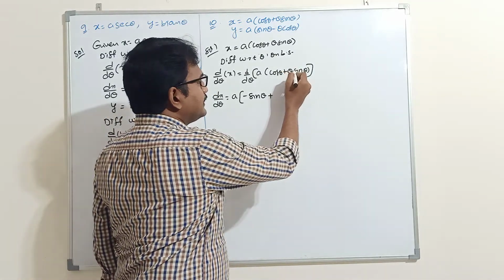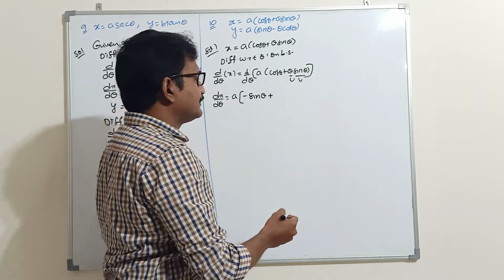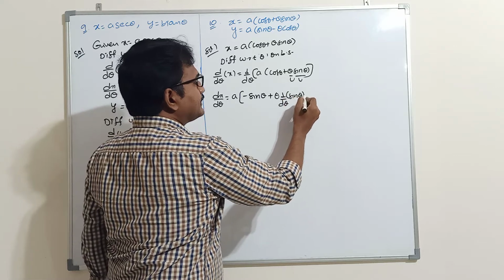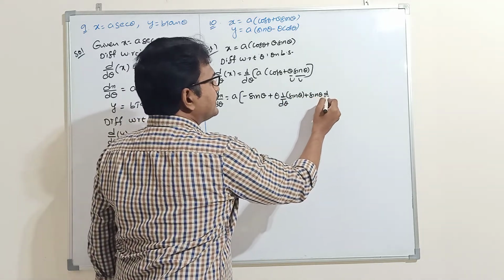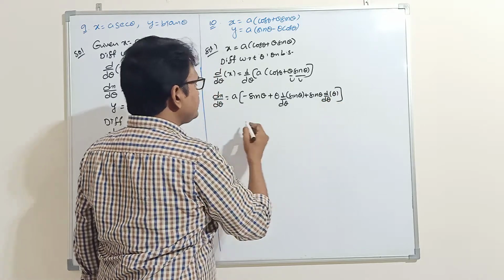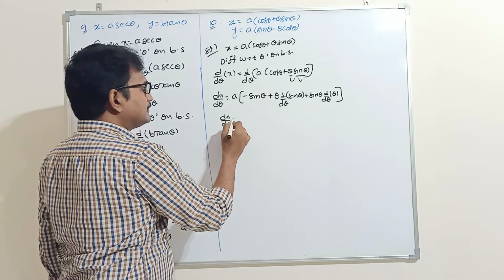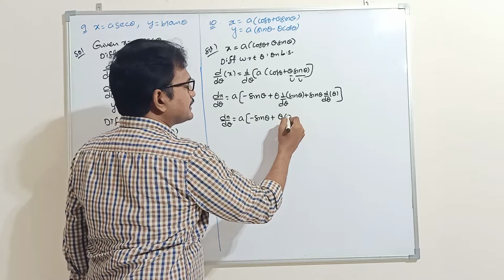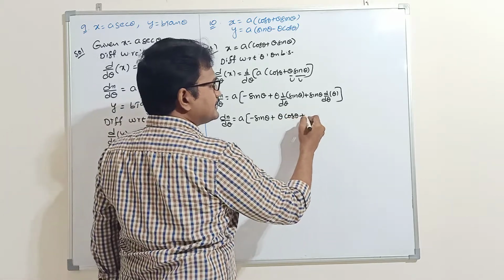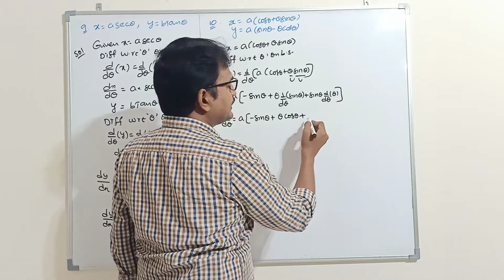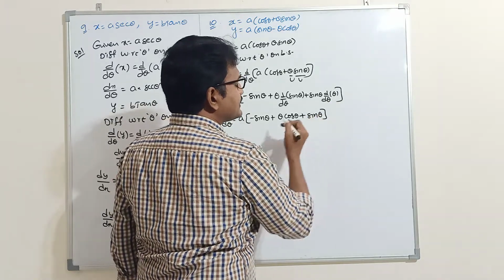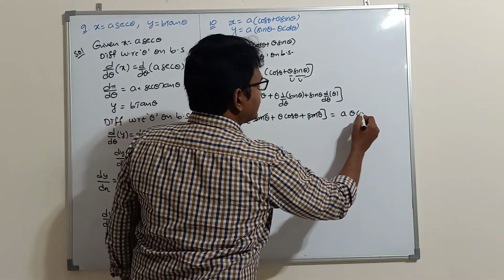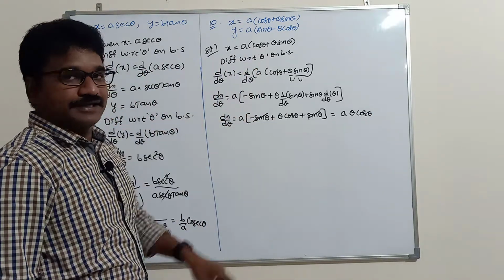Between the two functions there is a product, so apply the UV rule: u into theta into d by d theta of sin theta plus sin theta into d by d theta of theta. So dx by d theta is equal to a into minus sin theta plus theta into the derivative of sin theta, which is cos theta, plus sin theta into the derivative of theta, which is 1. So sin theta into 1 is sin theta. Minus sin theta plus sin theta gets cancelled. So the answer is a into theta cos theta. This is the value of dx by d theta.